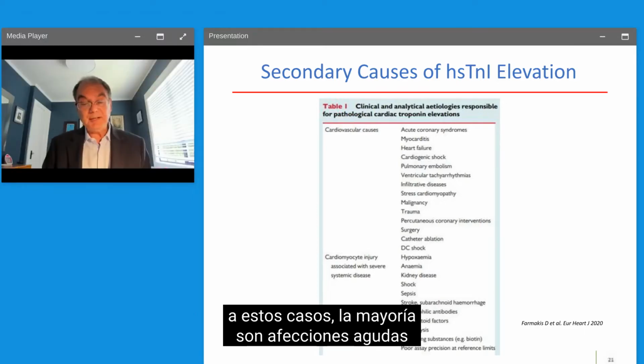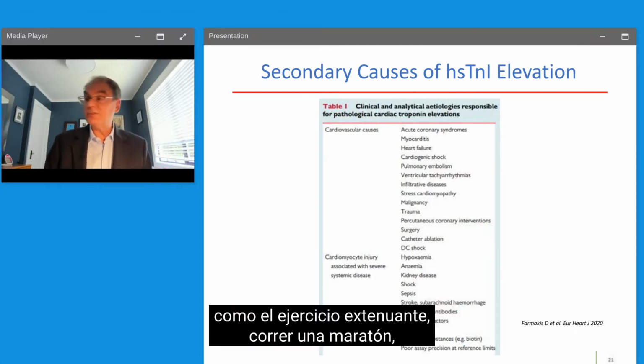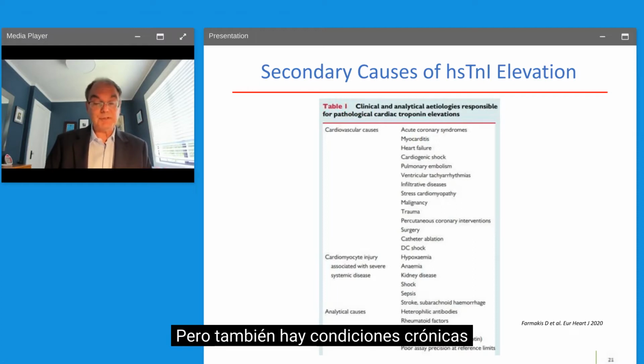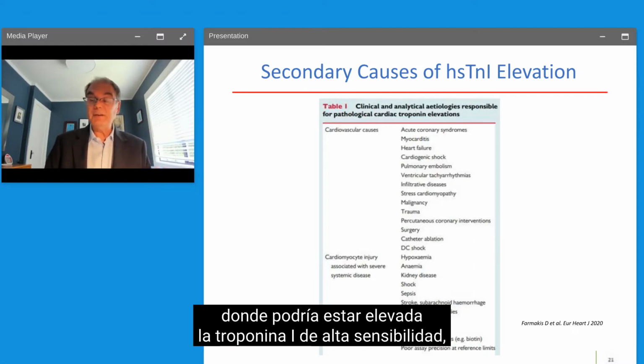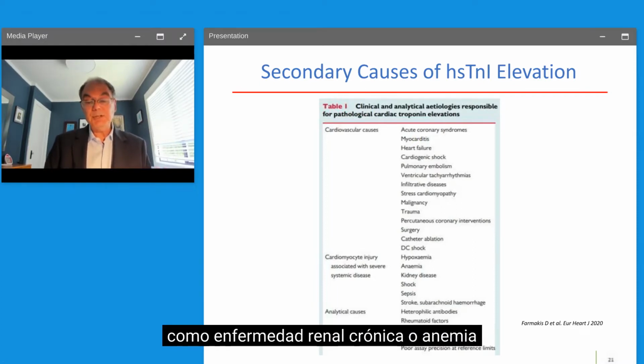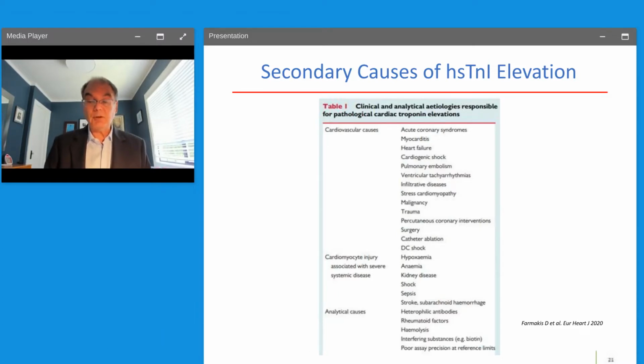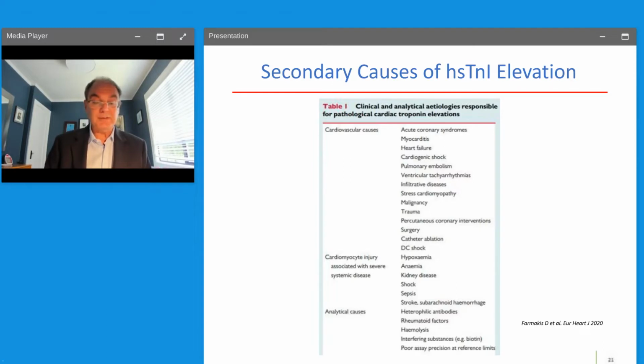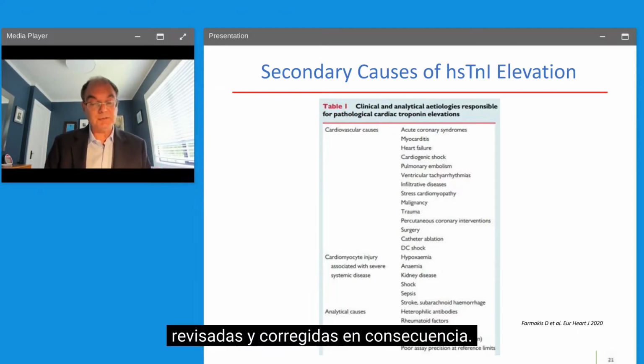The majority are acute conditions, such as strenuous exercise, running a marathon, something along those lines, trauma, surgery, sepsis. But there are also chronic conditions where high-sensitivity troponin I could be elevated, such as chronic kidney disease or anemia, as well as analytical causes that ought to be looked at and revised and corrected accordingly.